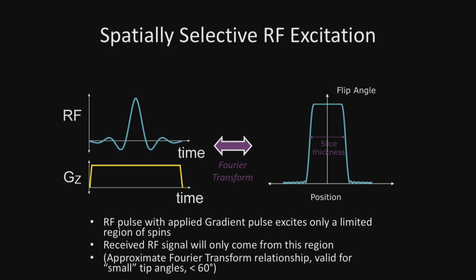So, sort of putting that all together, this is how we do spatially selective concepts with the RF excitation. Okay, so that's in 18 minutes. That was the basics of the MRI experiment on its own.